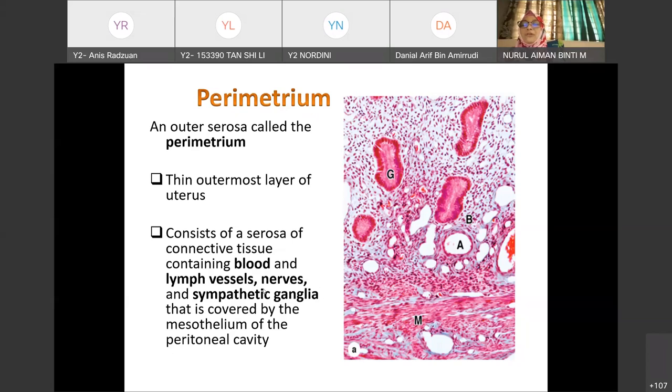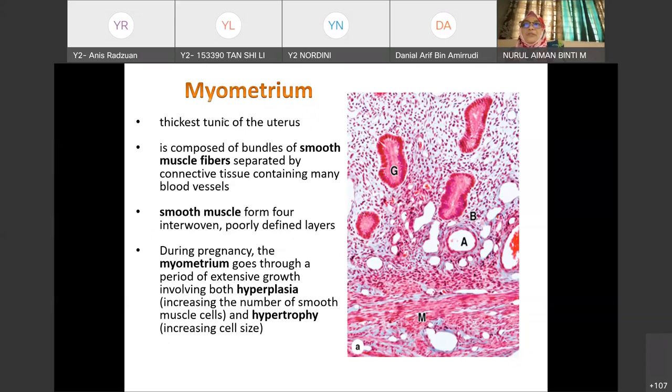But most of the blood vessels are going to stay in this layer: the blood vessels, all the lymph vessels and sympathetic ganglia. So the myometrium is the thickest tunic of the uterus, composed of bundles of smooth muscle.